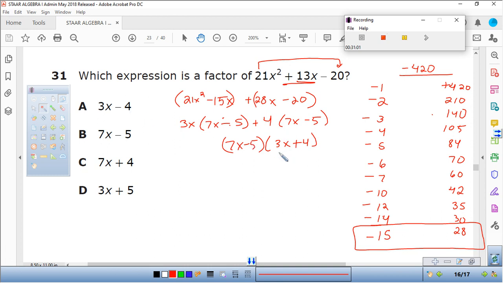So this is what they're looking for, because I already checked 7x minus 5. Oh wait, that's a factor. And 3x plus 4. Okay, that's my answer actually. 7x right there. Boom.